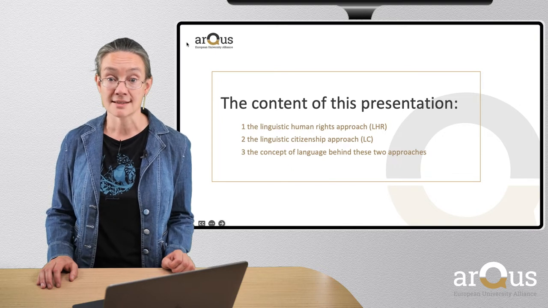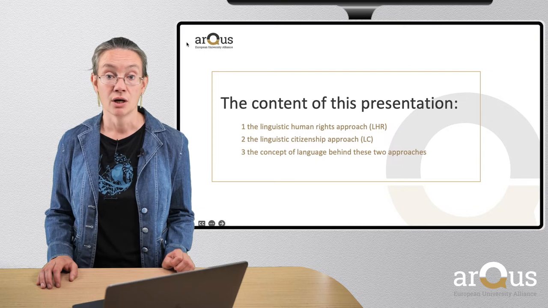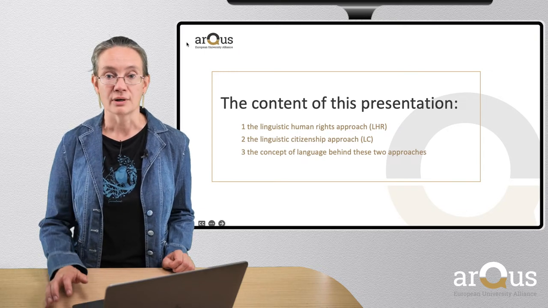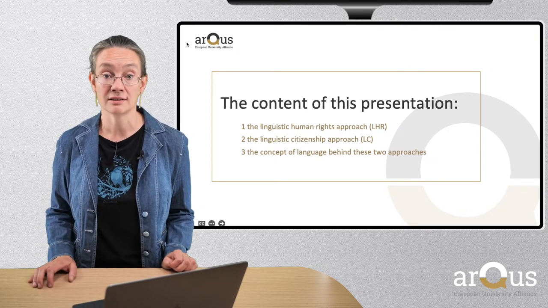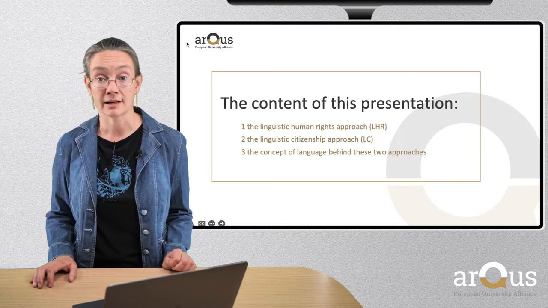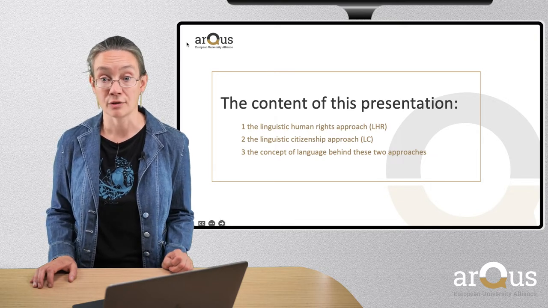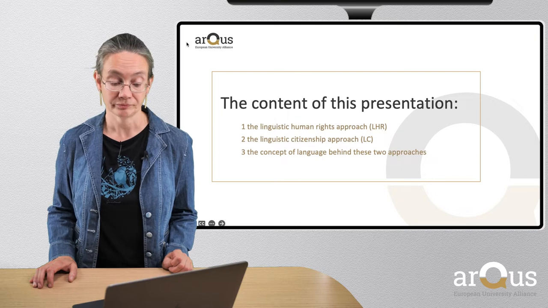We then discuss the concept of language behind these two approaches. Both approaches are described in an article written by Christopher Stroud in 2001 and evaluated with regard to their successful use in language teaching in the South African context.